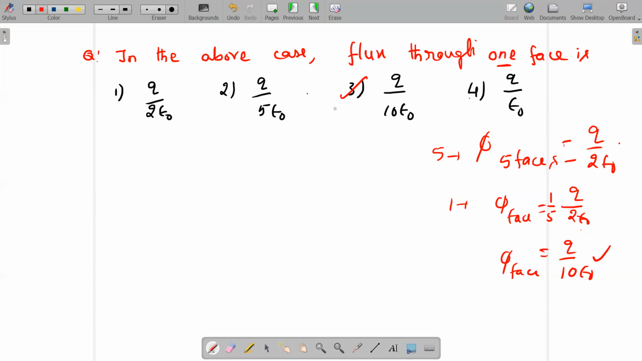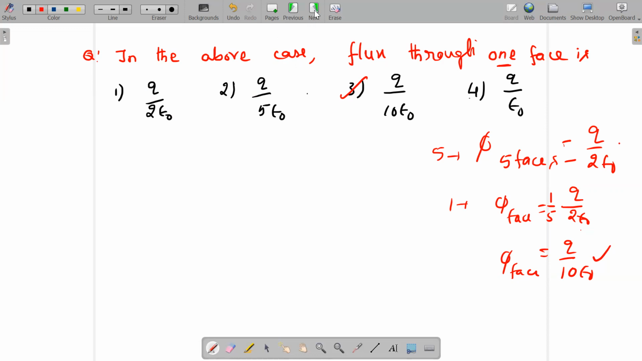Is this clear, guys? If you want to listen again, just go back to before the starting of the discussion of this point, and try to listen to it again, and you can understand this. Okay, if you already have the concept, you can simply go ahead.